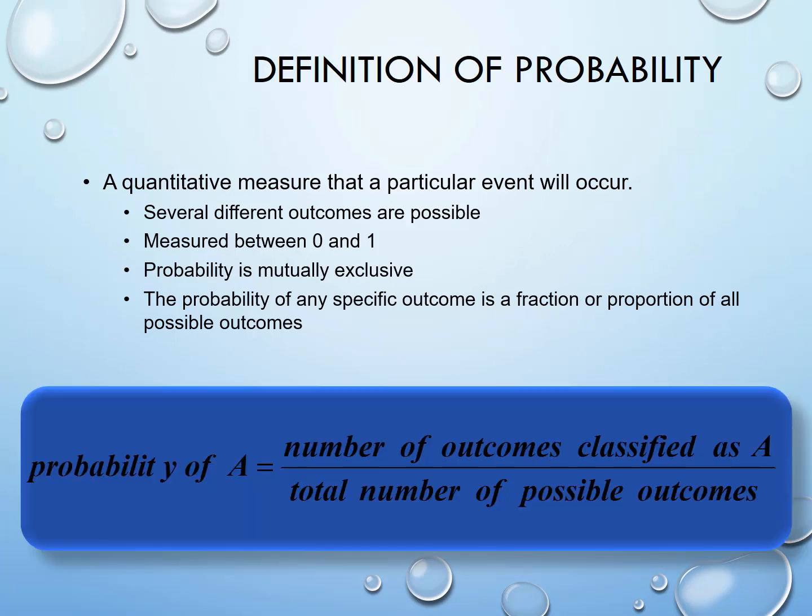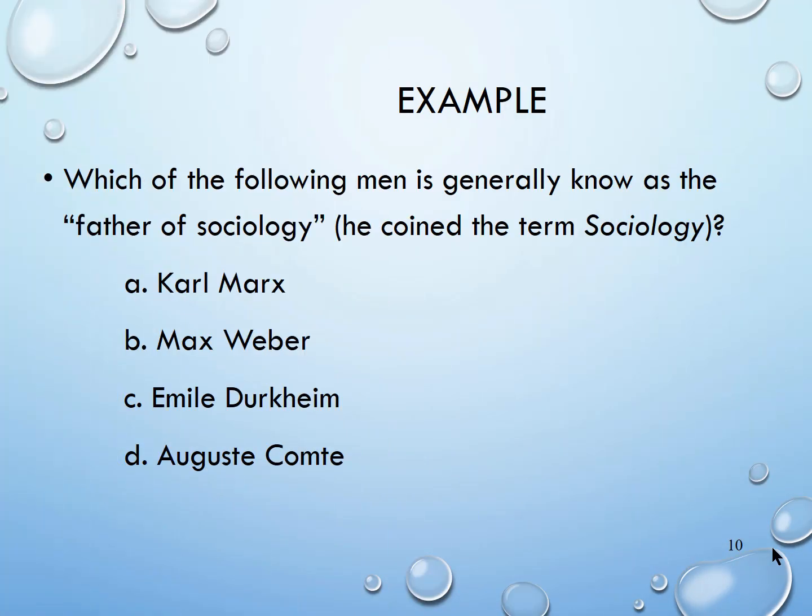The formula for probability is the probability of A happening equals the number of outcomes that are classified as A over the total number of possible outcomes. This sounds a lot more complicated than it actually is. Let me show you an example of probability.